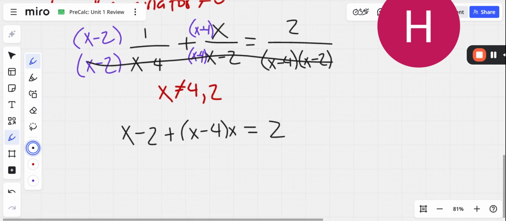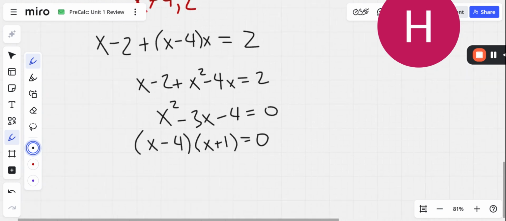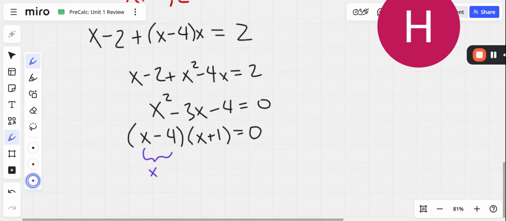We have x minus 2 plus x squared minus 4x equals 2. And this is a quadratic equation, which simplifies pretty easily and is factorable. x minus 4, x plus 1. Now, this would suggest that x equals 4, and this would suggest that x equals negative 1, because we're using this beautiful zero product property, which says if you multiply multiple things, like more than one number, and you get a product, if that product is 0, then one of the objects had to be 0. That's basically what it says.